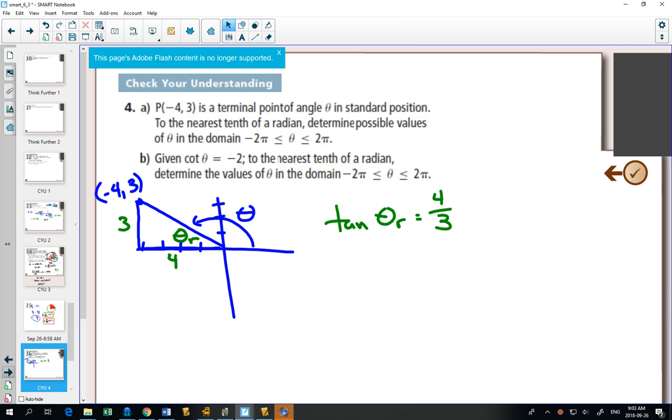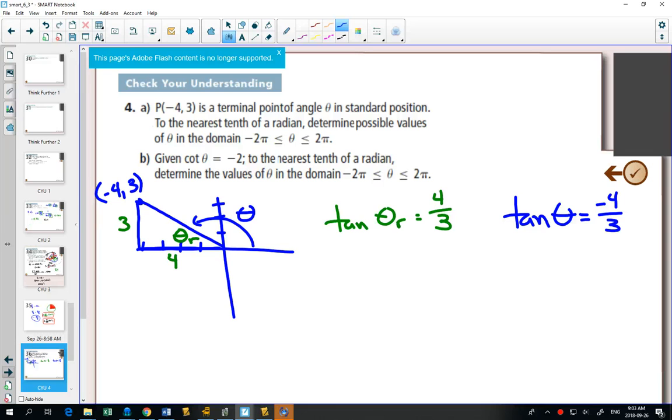Does it make sense that tan of my reference angle is 4 over 3, but tan of theta would be negative 4 over 3? Because if I'm actually talking about the triangle, a triangle has all positive values. Whenever you're figuring out your reference angle, you're going to use all positive values. But according to the CAST rule, in quadrant 2, tan would be negative.